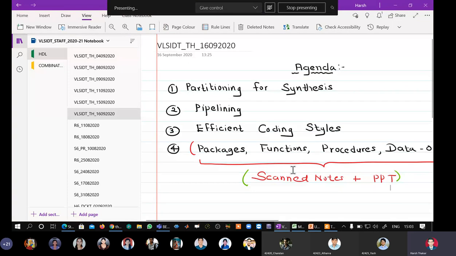So does anybody have any questions to ask? Today's discussion appeared not connected to VLSI at all, but was more connected to the field of microprocessors and microcontrollers.